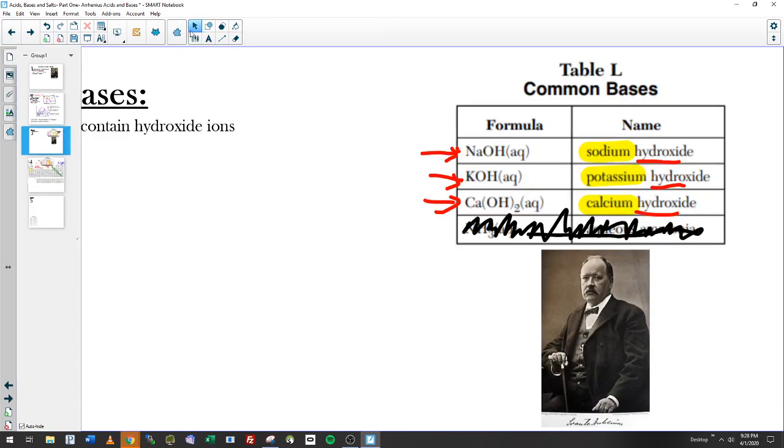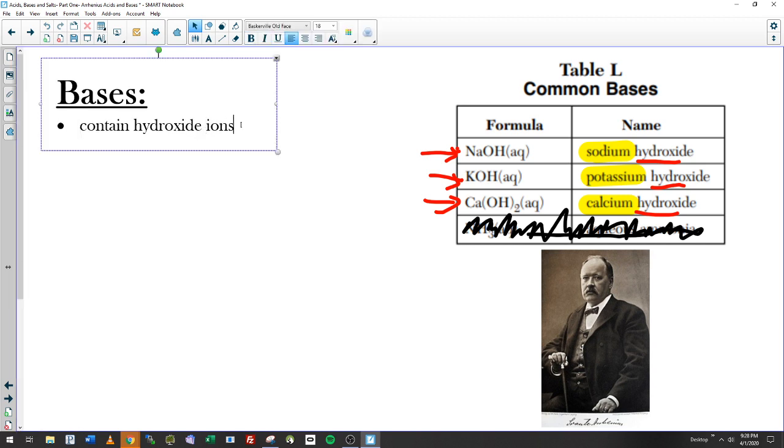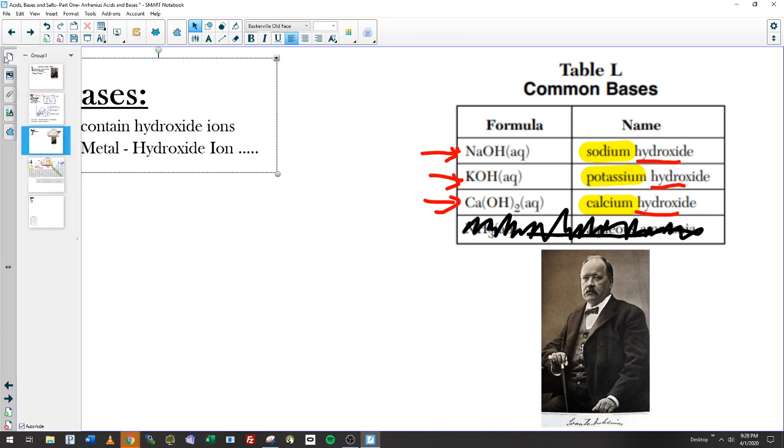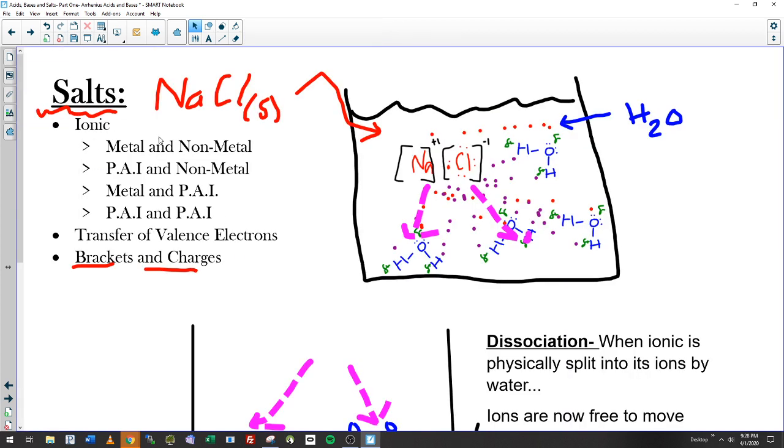So they contain hydroxide ions, and they start with a metal. Let me just write this out here: metal bonded to a hydroxide ion. Doesn't that kind of sound like what we have going on here? I have a metal bonded to a polyatomic ion. It's the same exact idea.